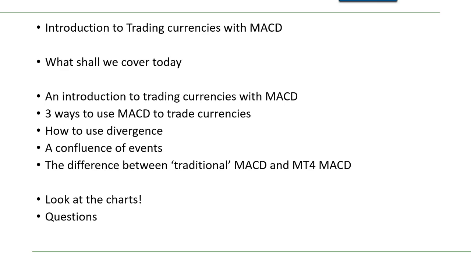I'll also give you 3 ways to use MACD to trade currencies. In particular, I'm going to focus on divergence, and how to use that to give you a trade plan, a trade strategy, a trade entry system. I'll talk about the importance of a confluence of events. I'm also going to talk a little bit about the difference between traditional MACD and MetaTrader 4 MACD. Some of you may already be aware of that. If not, I'm hoping this session will help educate you on that. Then, if there's any time at the end, we'll take a quick look at the charts and see how MACD can be used in the currency markets with what we see happening this very day.